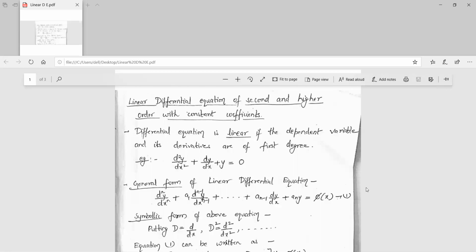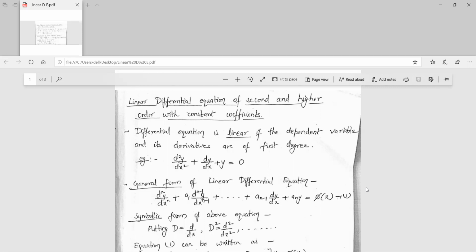Hello students. Our today's lecture topic is linear differential equation of second and higher order with constant coefficients. Any differential equation is called linear if the dependent variable and its derivatives are of first degree. Let us understand this by an example.